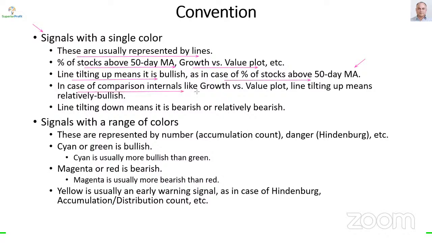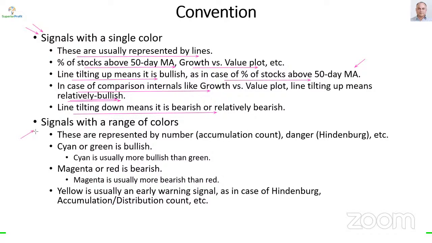In case of comparison internals like growth versus value, a line tilting up means relatively bullish. Of course, it's a comparison indicator. So tilting up is still bullish, but it is relatively bullish, not absolute bullishness. A line tilting down will mean either bearish or relatively bearish. That is the case for signals with a single color.